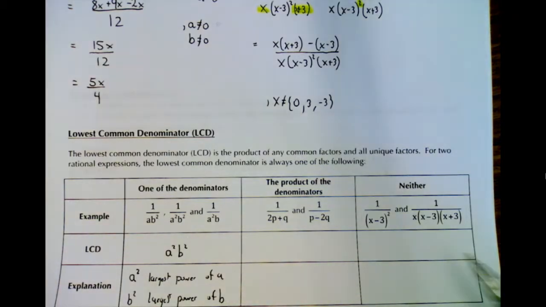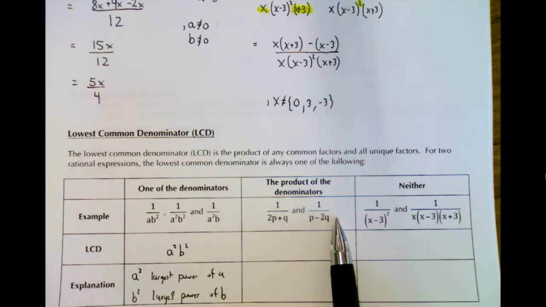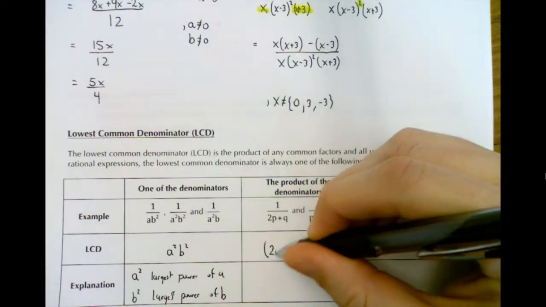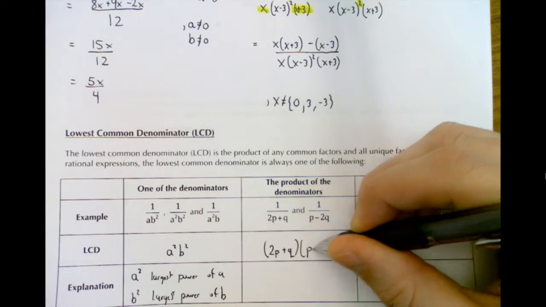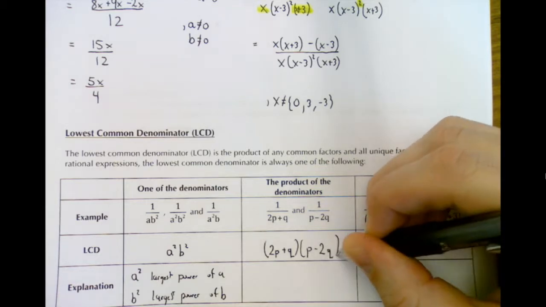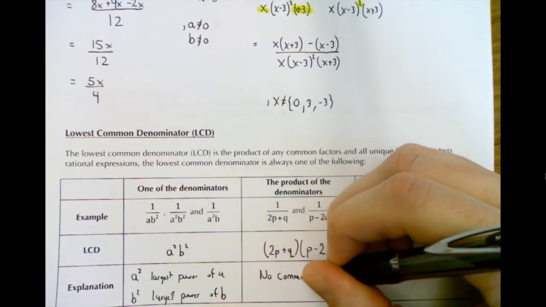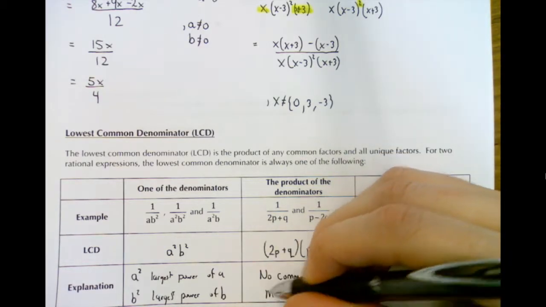If you factored and you have different factors in both denominators, the lowest common denominator will be the product of the two denominators. And what's that mean? That simply means multiply them together. 2p plus q and p minus 2q. No common factors. Multiply both.